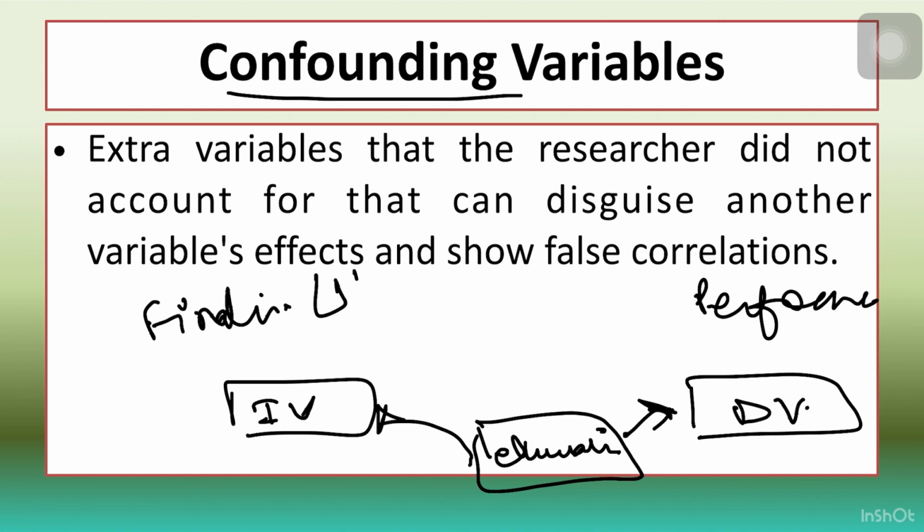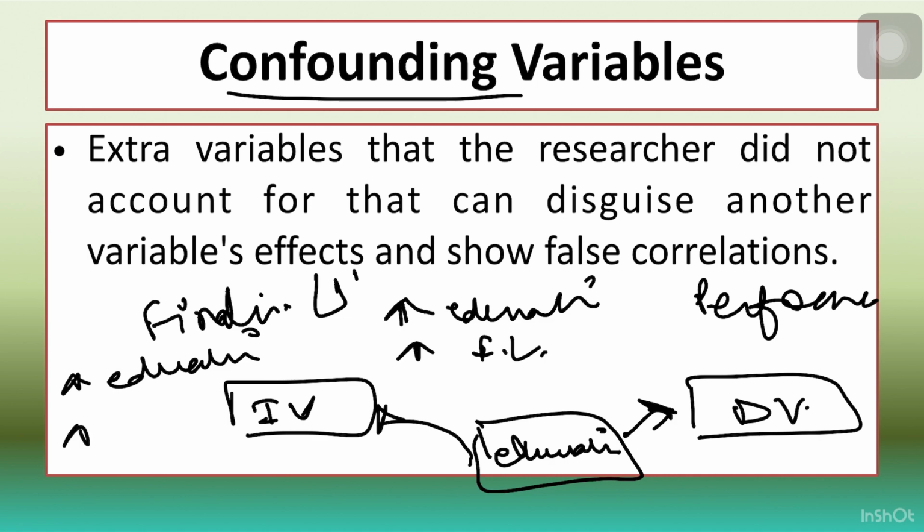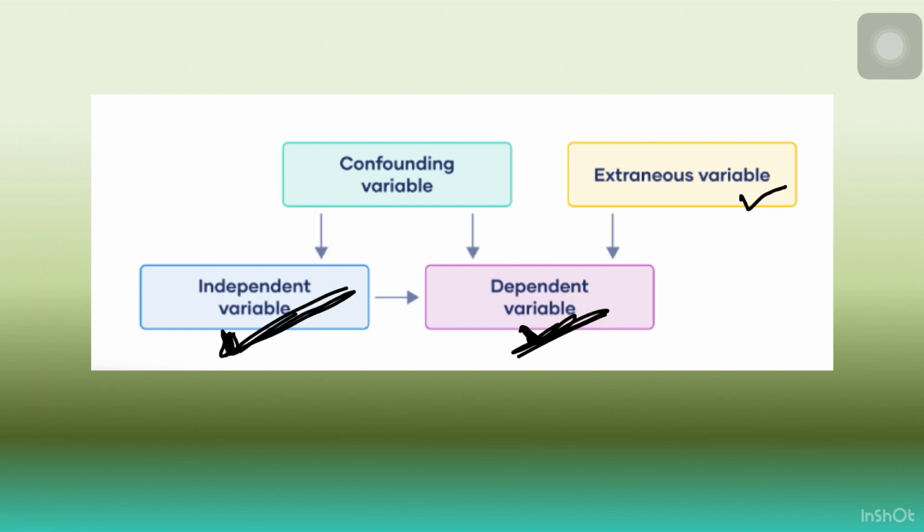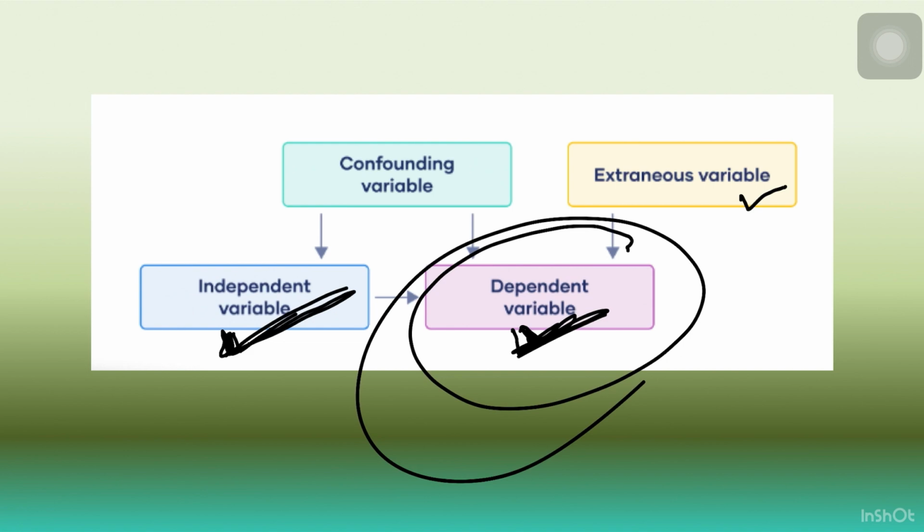Why? Because if we keep on increasing our education, my financial literacy is also increasing. Along with that, if I keep on increasing my level of education, performance will also increase. So this is the meaning of your confounding variable, that it influences both your independent and dependent variable. Whereas an extraneous variable only influences your dependent variable.